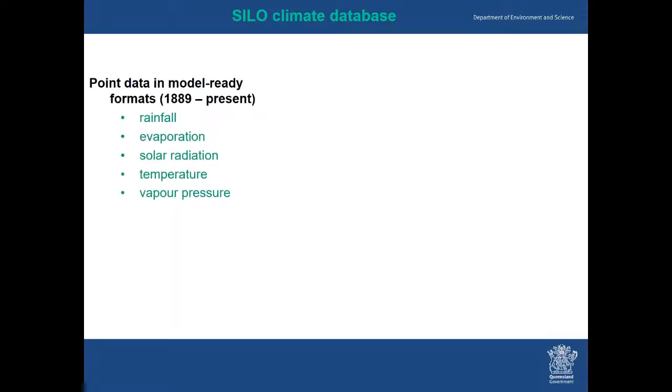And in fact, if you want to know what the climate database does, it offers point data in model-ready formats from 1889 to present in rainfall, evaporation, solar radiation, temperature, and vapor pressure. They just happen to be the data that are needed to run models for ecology, including pasture growth. So that's why we use it.